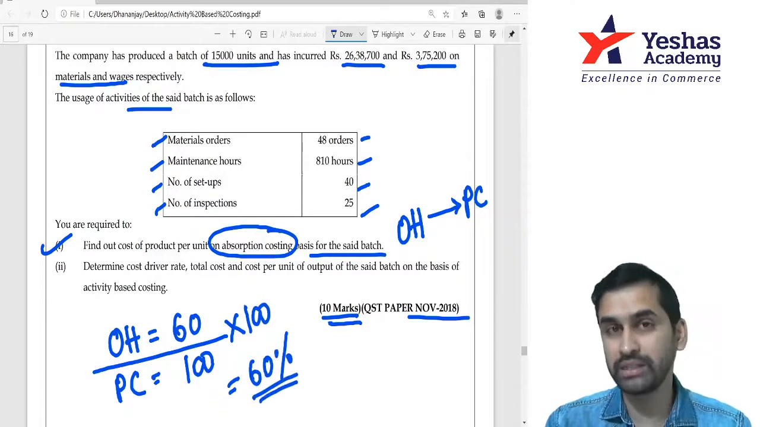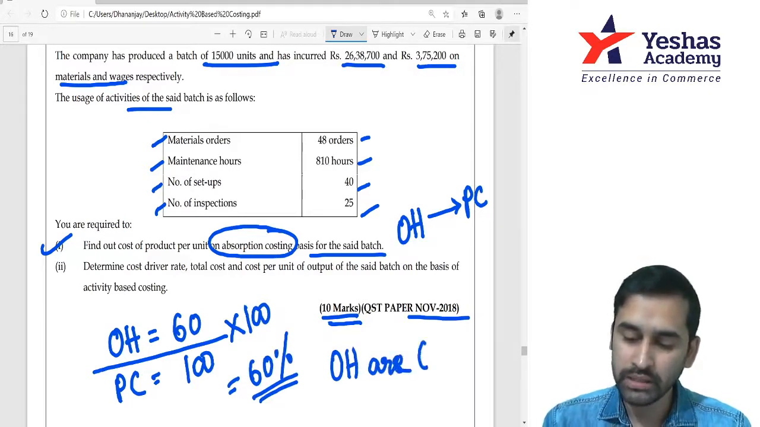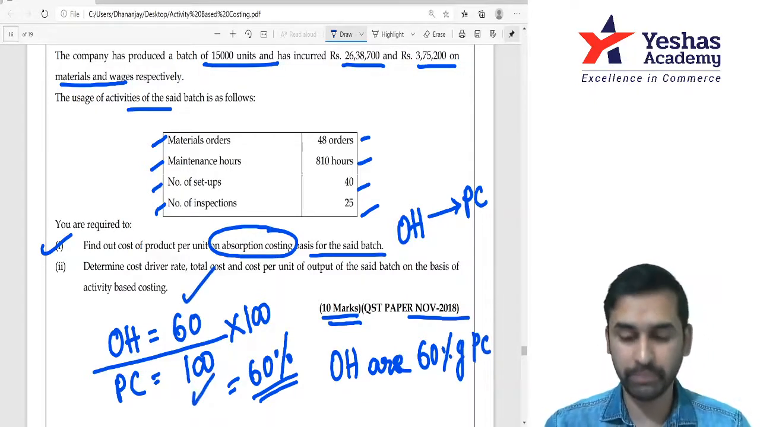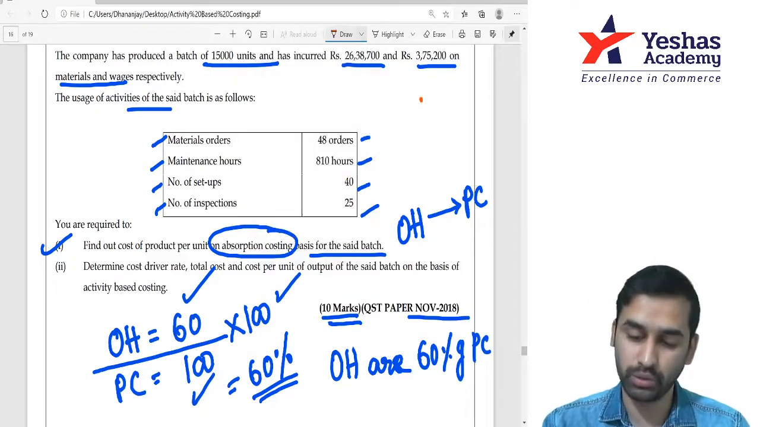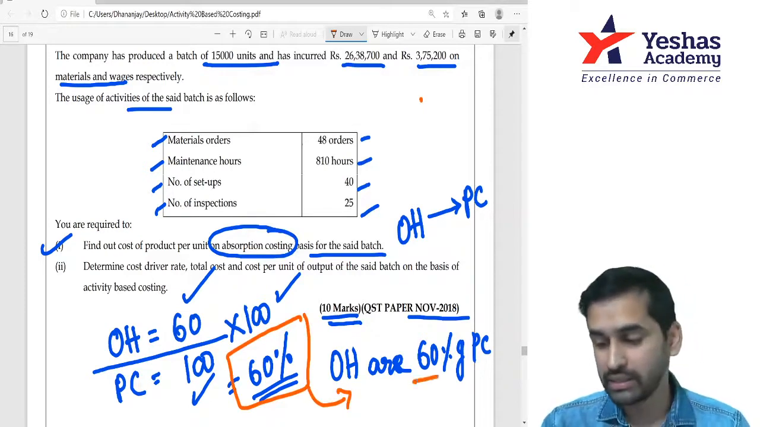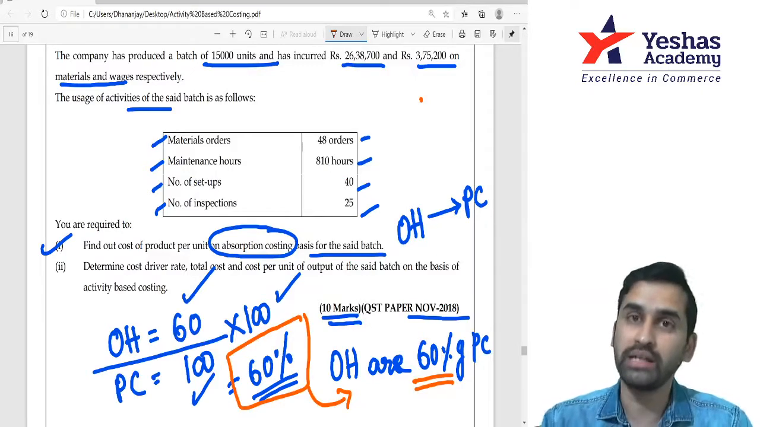Now, what is the meaning of 60% here? Overheads are 60% of prime cost. I repeat, overhead divided by prime cost into 100. You establish a relationship between those two. 60%. What is the meaning of that? Overheads are 60% of prime cost. Correct? That's what they are doing as of now.